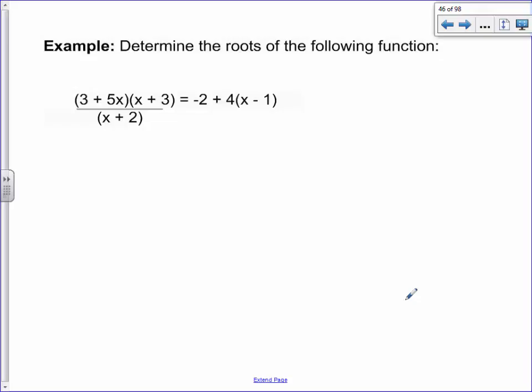The question is, can you put them all together? Do you have the adding skills in your pyramid? Do you know how to deal with fractions? Do you know how to FOIL? Do you know that quadratic formula?